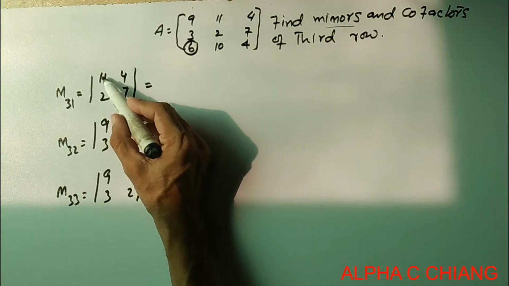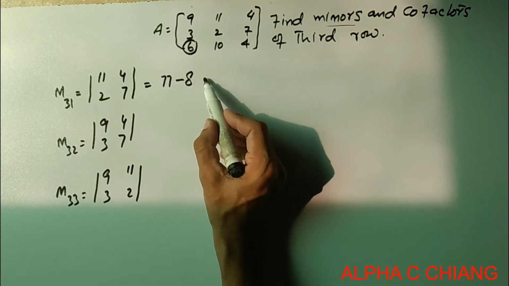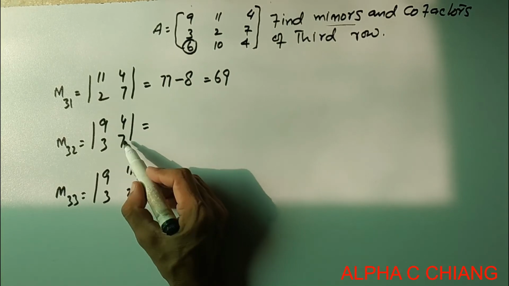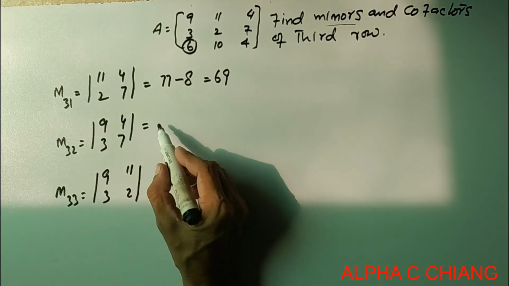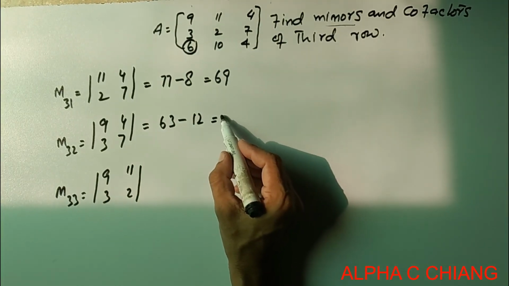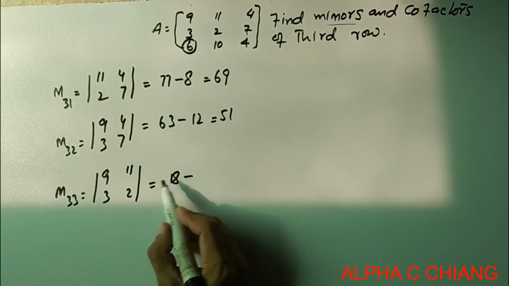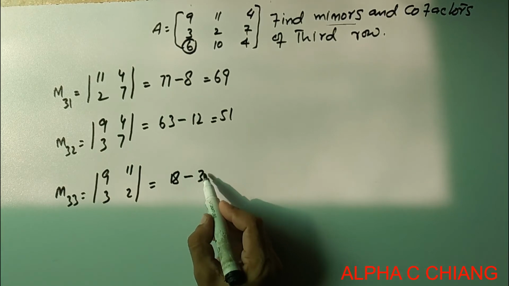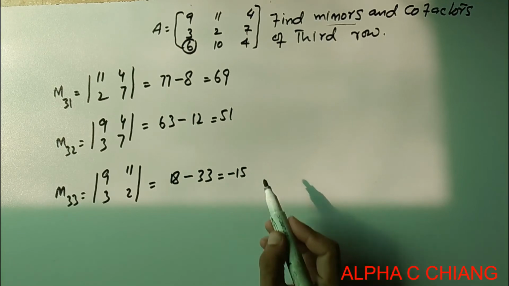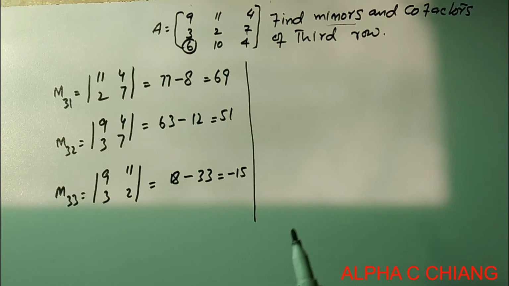Now we can solve 11 multiplied by 7, that is 77. 4 multiplied by 2, that is 8. So this will be 69. Now 9 multiplied by 7, 63, and 4 times 3, 12. So this will be 51. Now 9 times 2, 18. 11 times 3, that is 33. So this will be the answer minus 15. These are the minors. Now I have to solve the cofactors.